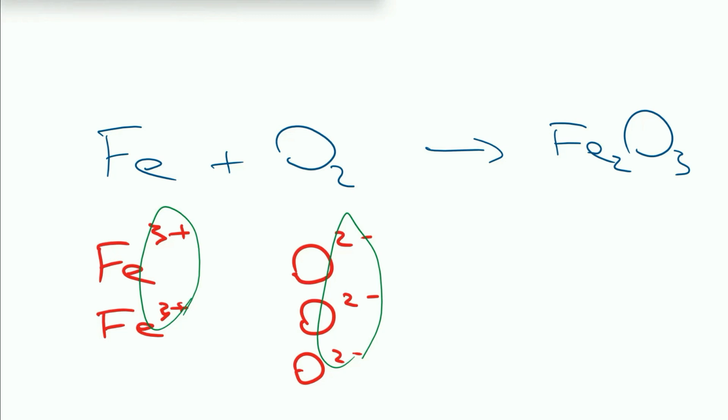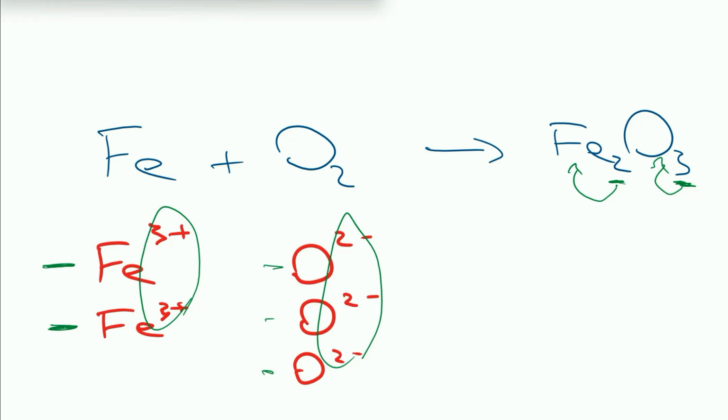Now, what did we actually use? Here's one iron ion, here's another iron ion. How many did we use? We used 2 of them. So we actually needed to use 2 of these atoms. How many oxides do we have? We got 1, 2, 3, and sure enough, we needed to use 3 of these oxygen atoms. So that's what those numbers mean.